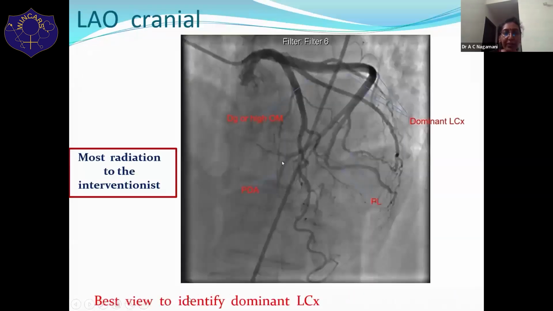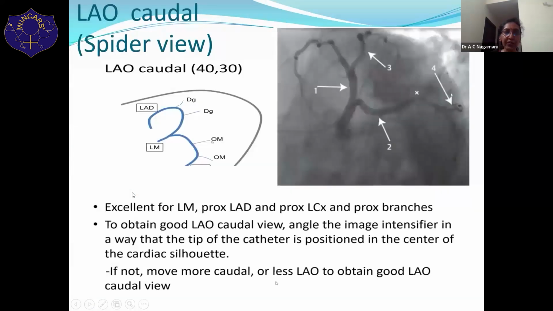And this is also the best view to identify when there is a dominant LCX, because we can see the PDA very clearly. So this is the best view to identify dominant LCX. But this is not a view which is friendly to interventional cardiologists, because we get the most radiation with this view.